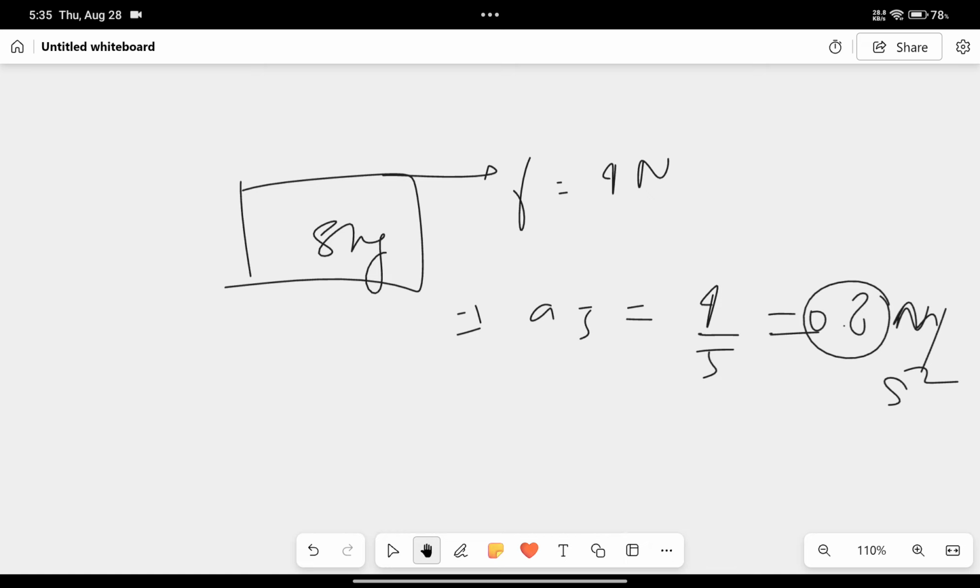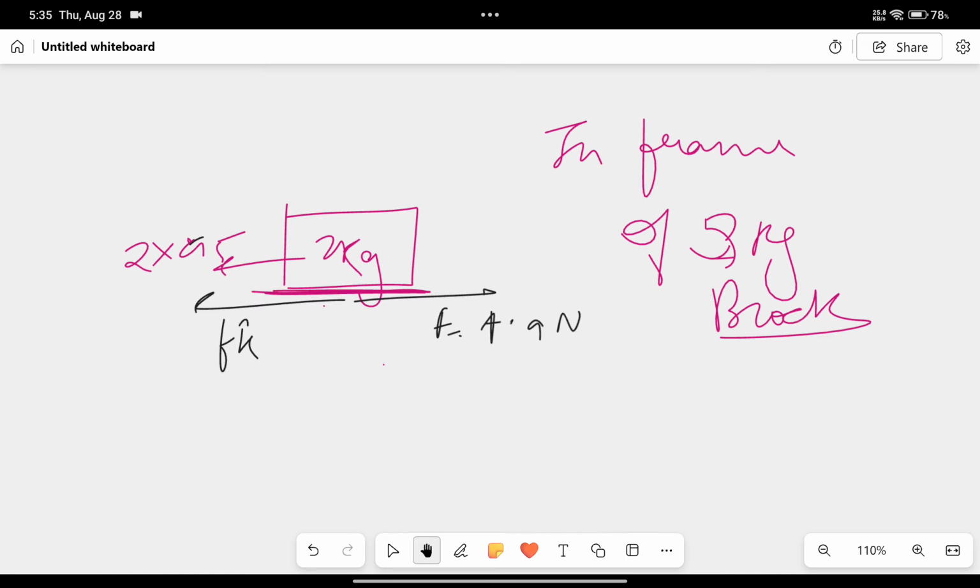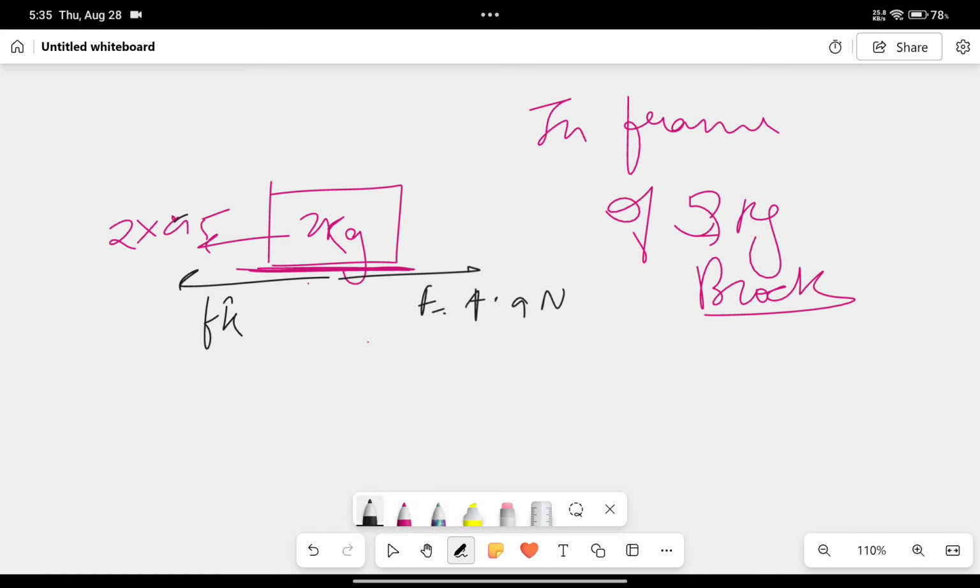Meter per second square. So this means the acceleration of the 5 kg block will be 0.8 meter per second square. Now coming to this position, we have considered this is kinetic friction, right? We are actually proving it wrong by using the pseudo force concept. So it is kinetic friction, and this kinetic friction is equal to 4 newton. We have already done it.